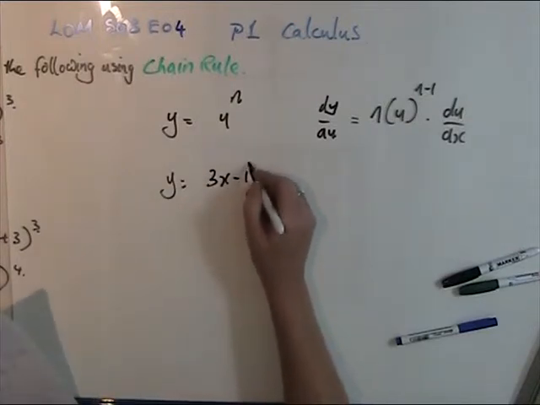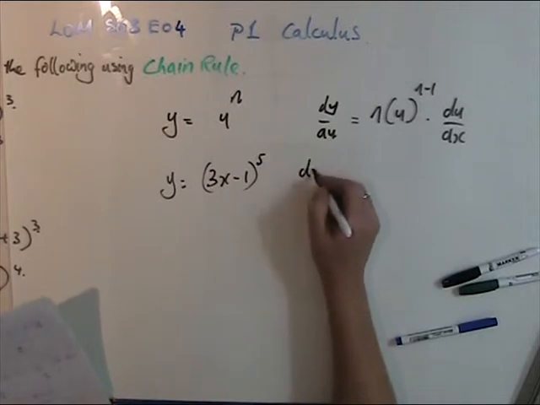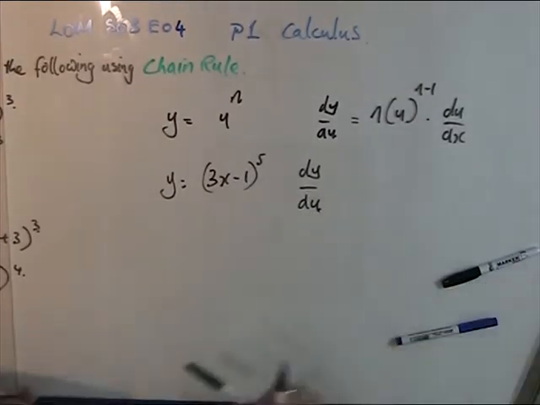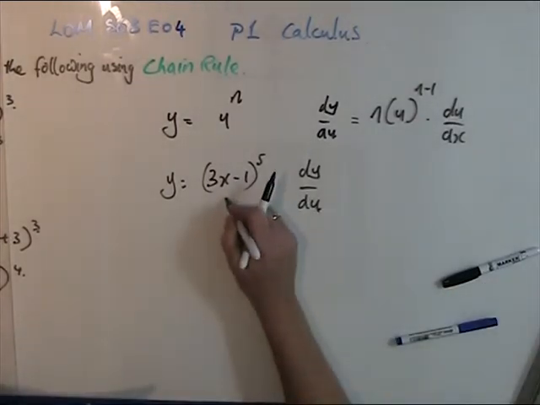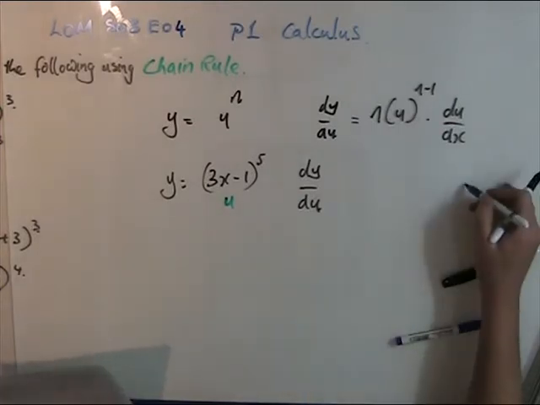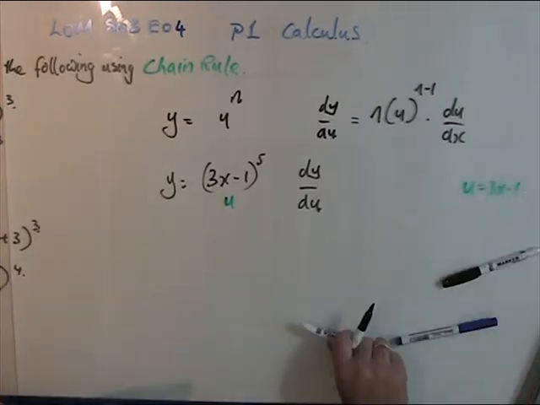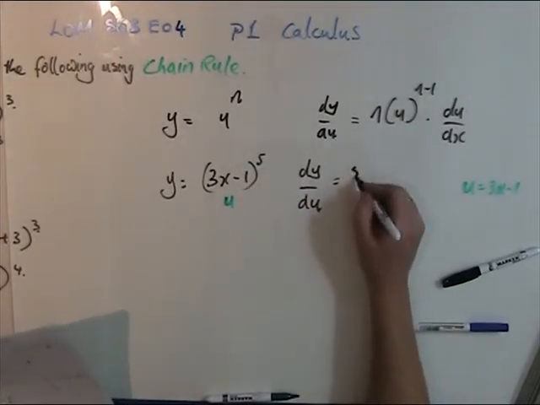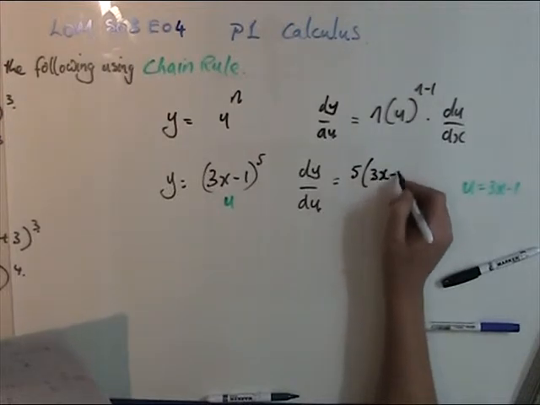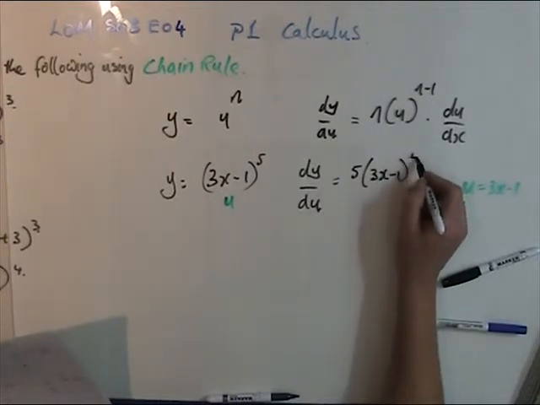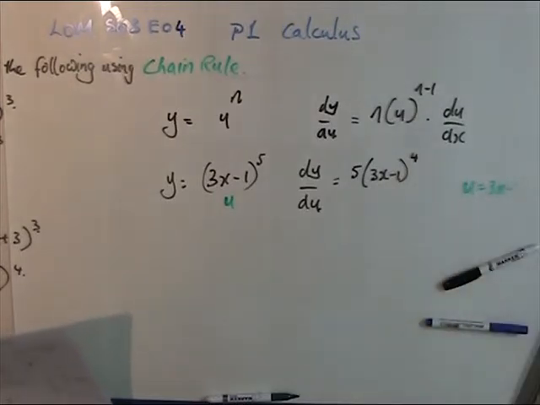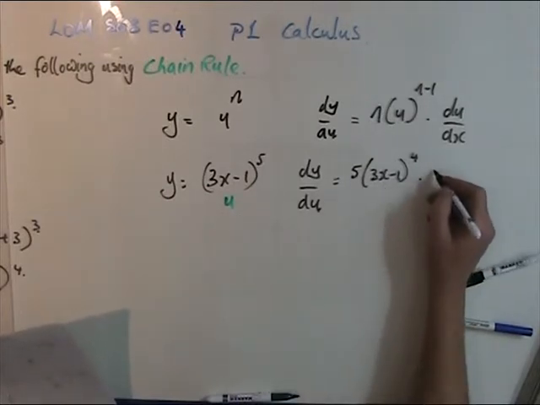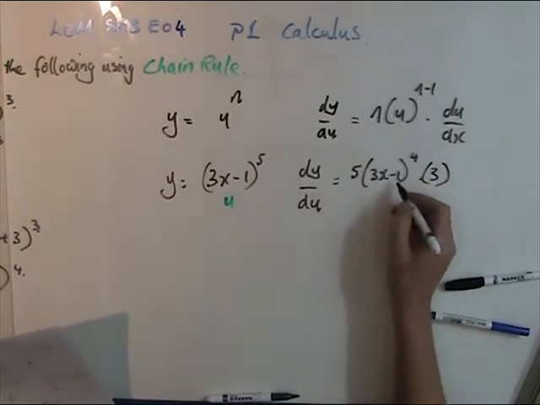So for example, this is a question and it says find dy dx. We'll call it dy du, because we'll stick to this. This is u. So u is equal to 3x minus 1. So what do we do? Well, we multiply by the power and reduce the power by 1. So it's 5 times 3x minus 1, reduce the power by 1, so that's 4. And multiplied by the derivative of the inside of u. So du dx is 3, times 3, because 1 is a constant.